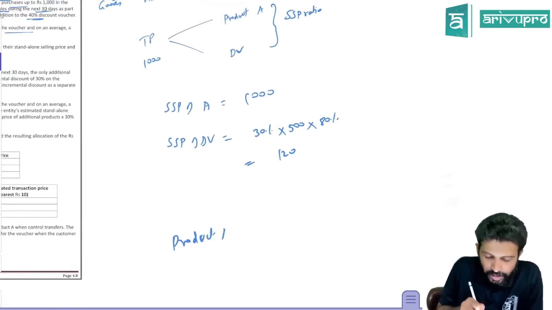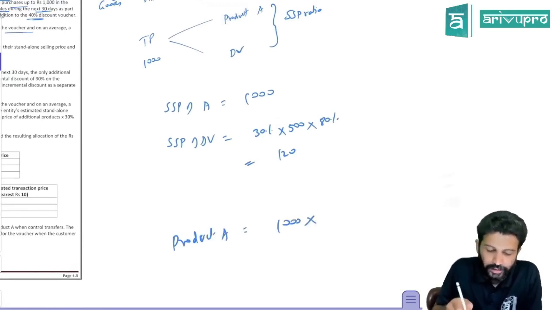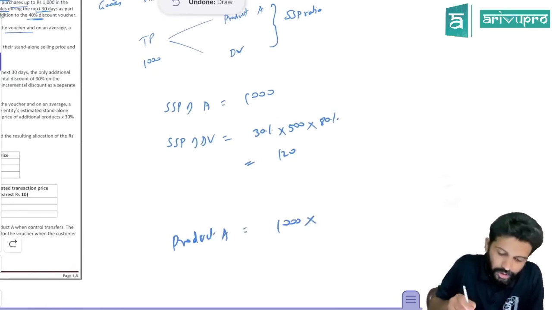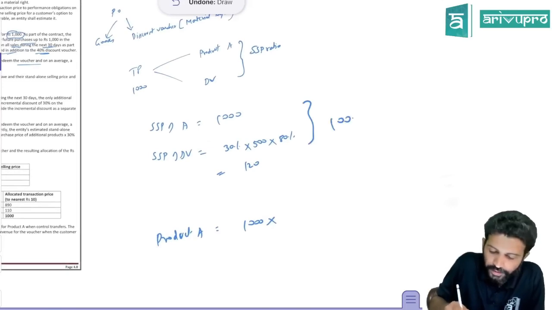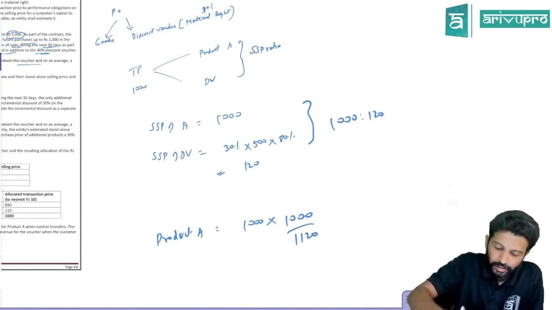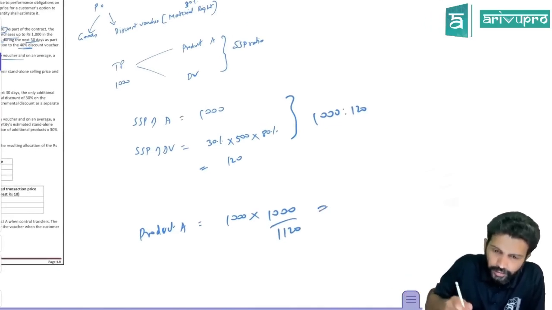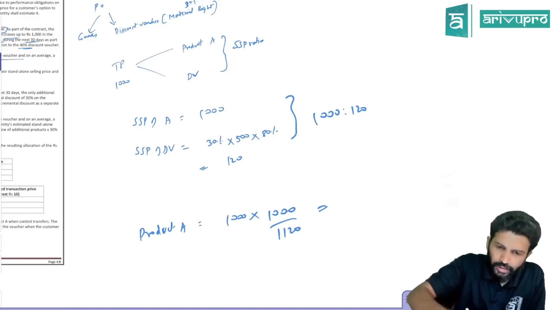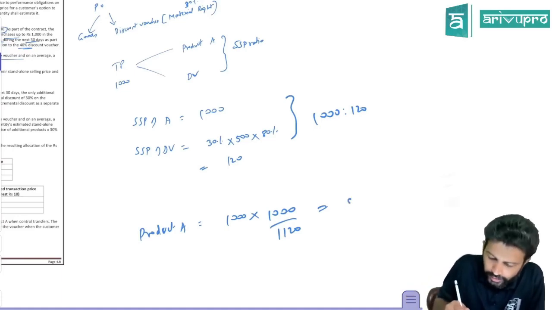So how much will you allocate against product A? This 1000 has to be allocated. What is the ratio of this now? The ratio is 1000 to 120. So this 1000 transaction price has to be allocated in this ratio. So how much will it be? 1000 divided by 1120 into 1000. Against product A, I think I made a mistake: 1000 into 1000 divided by 1120 gives you 893.